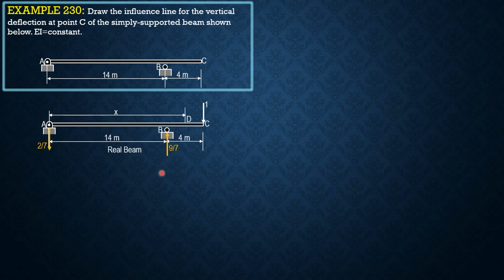So by the double integration method, EI y double prime, FCD or FDC, is equal to 9 over 7 times x minus 14 minus 2 over 7 times x. Integrating once, EI FDC prime equals 9 over 14 times (x minus 14) squared minus 1 over 7 x squared plus C sub 1. There is slope at A, but there's no deflection at A, so C sub 2 is 0.